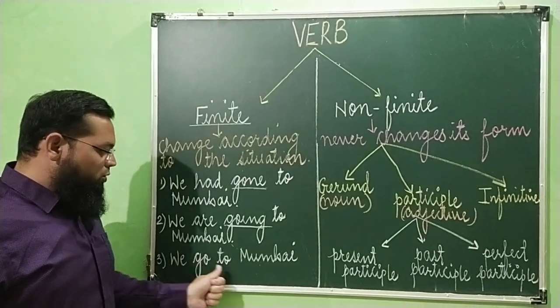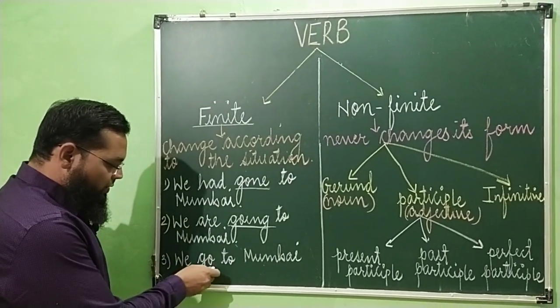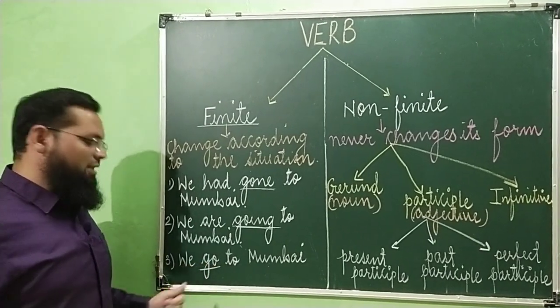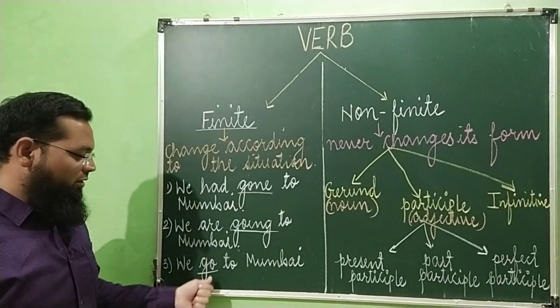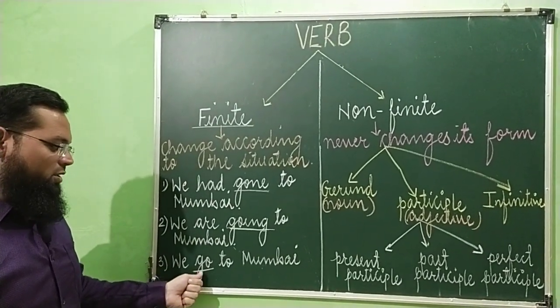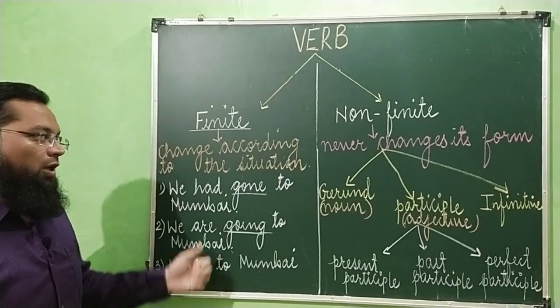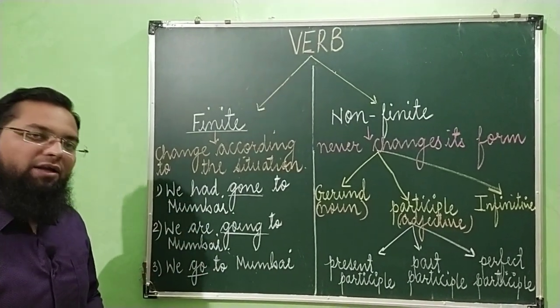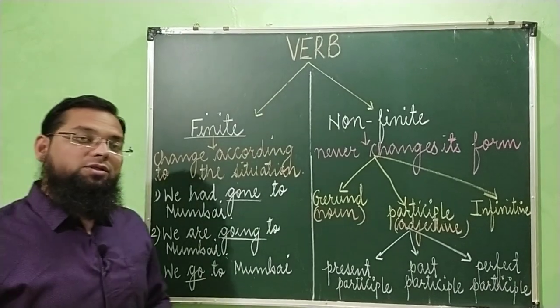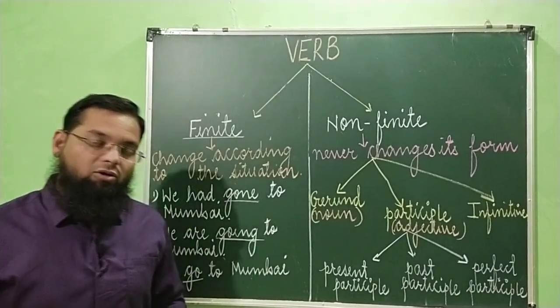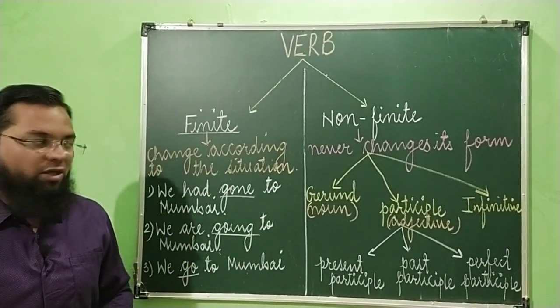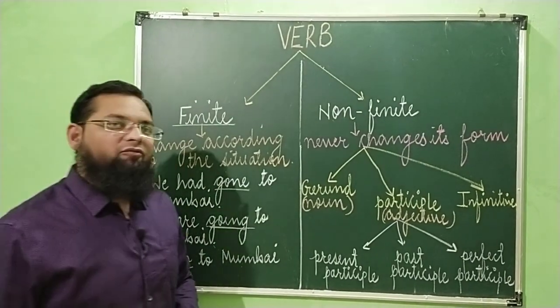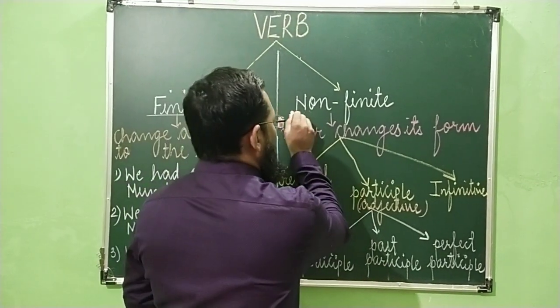Similarly, we go to Mumbai. So here also, as the tense changes, the verb has changed its form. Here it is used in first form. So such verbs are called finite verbs, which change according to the situation, which change according to the tenses. Now let's have a look at the non-finite verbs.